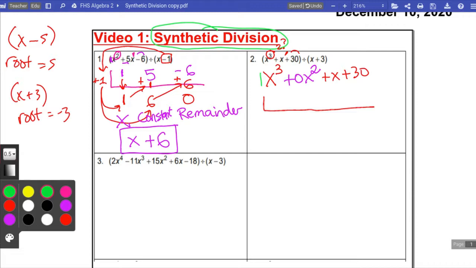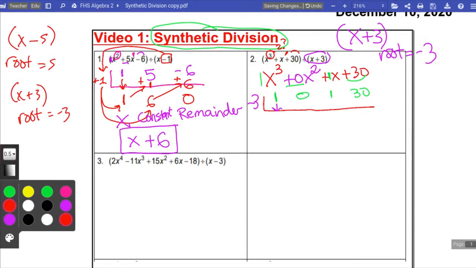This is a 1, you put the 1 right here. This is a 0, you put the 0 right here. This is a 1, you put the 1 right here. And that's a 30, you put it right here. Then you take this one right here. If I give you x plus 3, what is the root? The root will be the opposite, -3. You write it right here. Always bring the first one down.